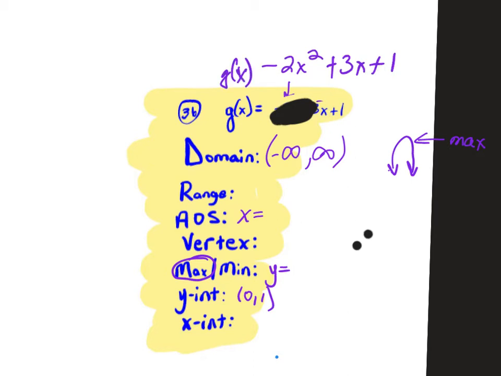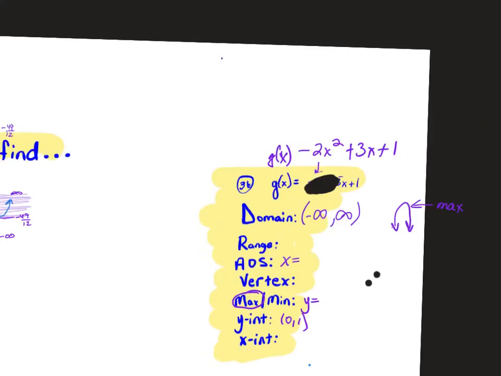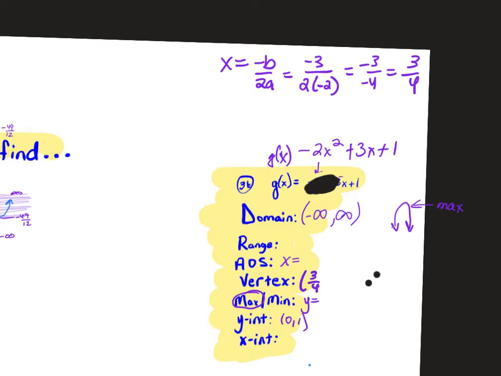So in order to find my vertex, guys, we have to use our negative b over 2a. So I have x equals negative b over 2a. So negative b, my b is 3, so it's negative 3 over 2 times negative 2, since a is negative 2. So I have negative 3 over negative 4 gives me positive 3/4. So my vertex, the x part of my vertex, is 3/4. That means my axis of symmetry is at x equals 3/4.